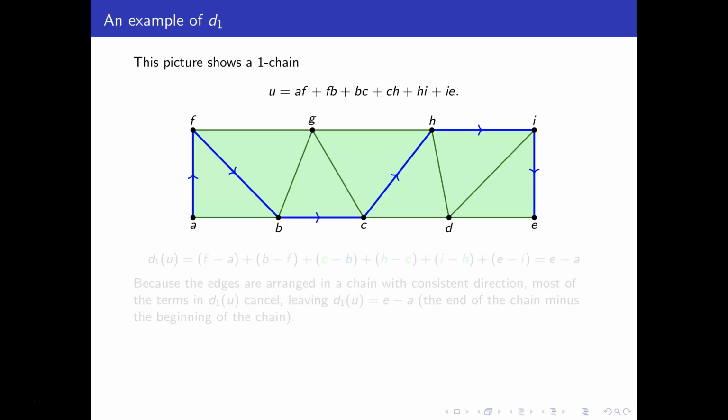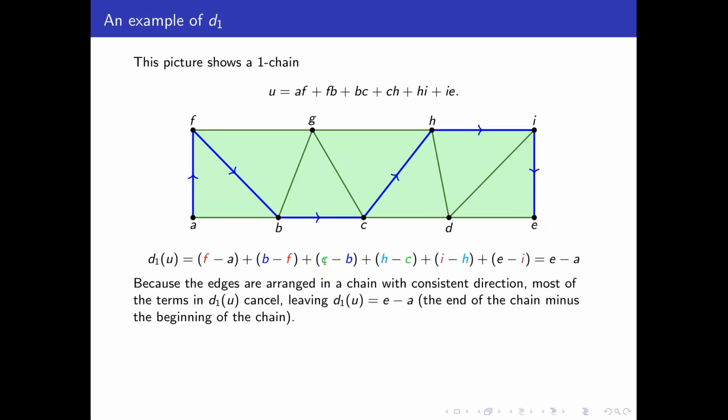Now we'll just quickly do an example of D1. Okay, so here is another different simplicial complex with vertices A up to I, and here we can have a one chain. It's consisting of AF plus FB plus BC plus CH plus HI plus IE. Okay. So what happens when we do D1 of that? Well, D1 of AF is F minus A, D1 of FB is B minus F, D1 of BC is C minus B, and so on.